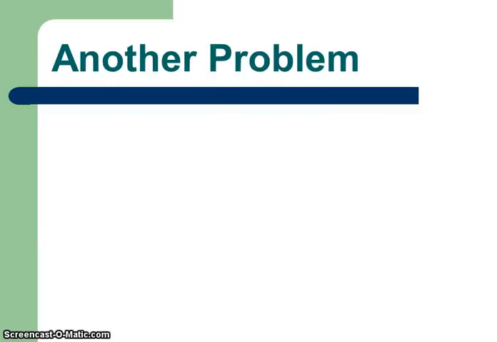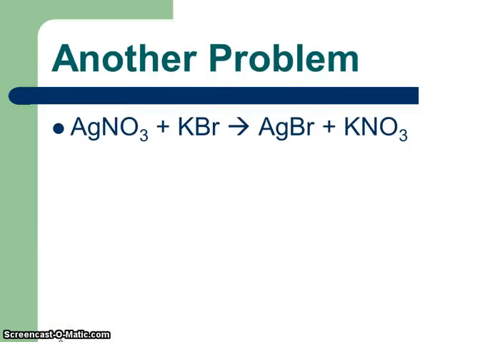Let's look at another problem. This time, it gives us the balanced equation. We've got silver nitrate reacting with potassium bromide. We're going to produce silver bromide and potassium nitrate. We're looking at a double displacement reaction. And for this reaction, one silver, one nitrate, one potassium, one bromine, so it's a balanced equation. That means it's a 1 to 1 to 1 to 1 mole ratio.